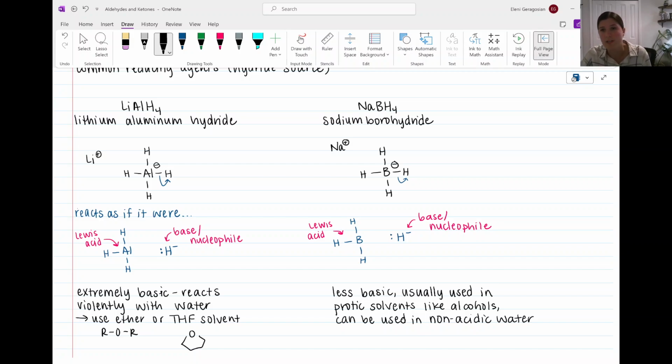So in the next couple of videos, we'll talk about the mechanisms of how to reduce aldehydes and ketones using these reagents.